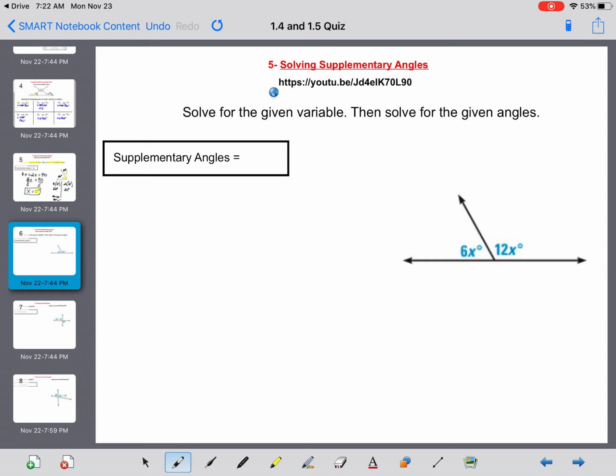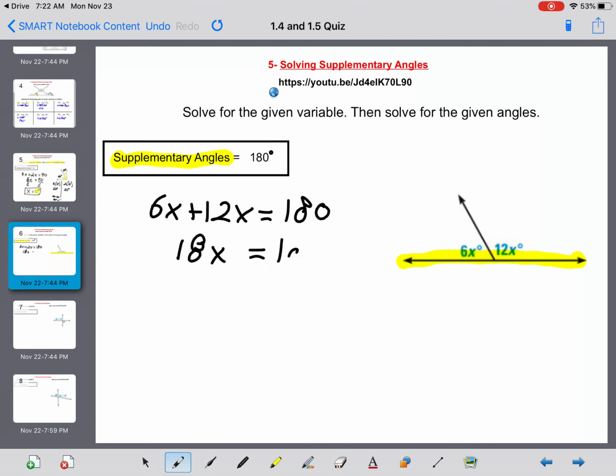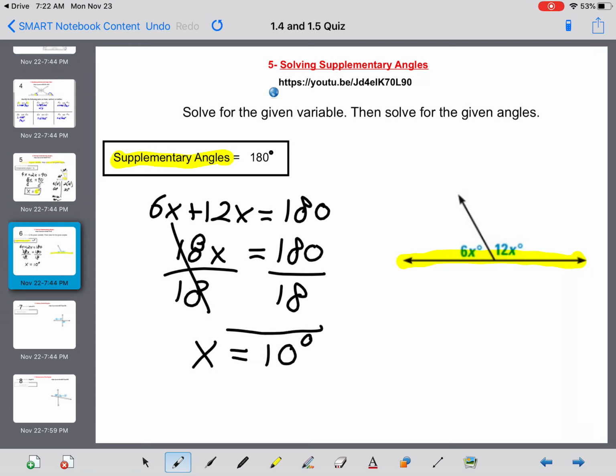Solve for the given variable, then solve for the given angles again, but this time we have supplementary angles. Supplementary angles are a straight line, which means they equal 180 degrees. So in this question, 6x plus 12x equals 180. 6x and 12x makes 18x, which equals 180 degrees. Divide both sides by 18, and x equals 10 degrees. X equals 10.